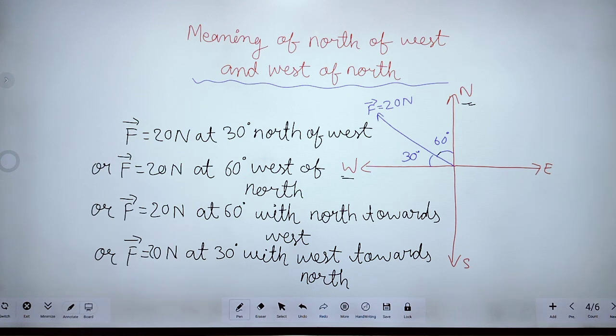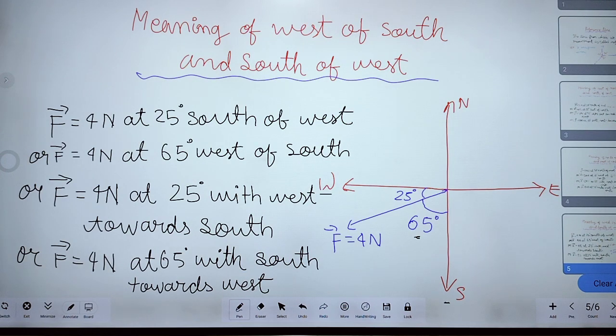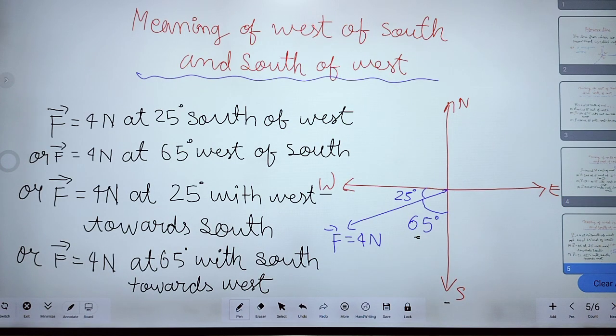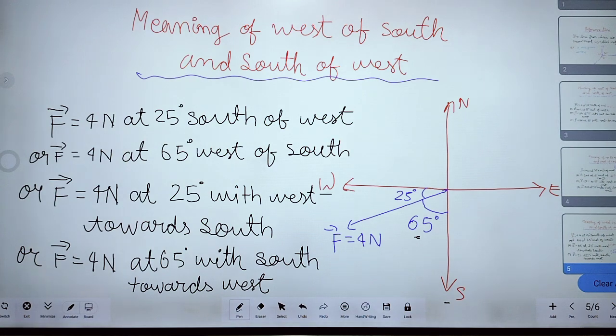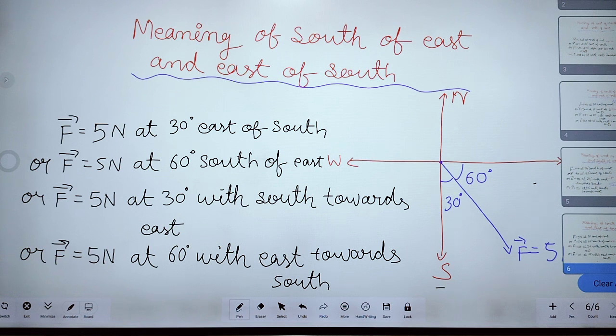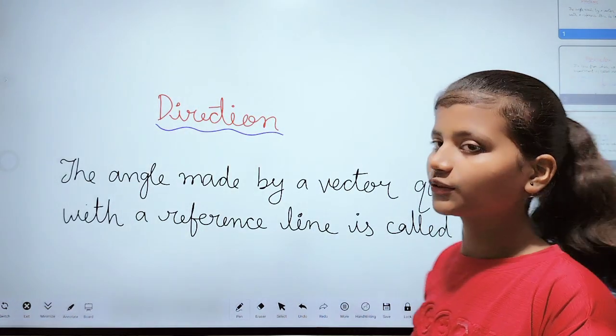And after that the meaning of north of west and west of north, and after that the meaning of west of south and south of west, and last the meaning of south of east and east of south. So I hope you understand all these things that we had learned today. So I hope you understand all the video.